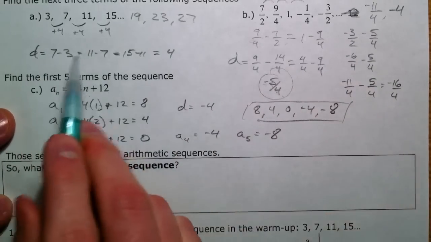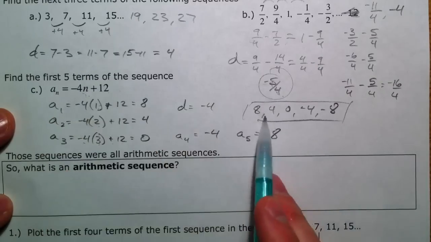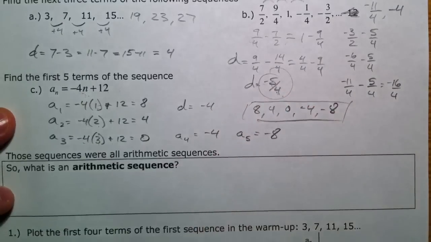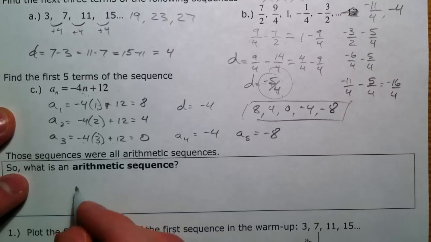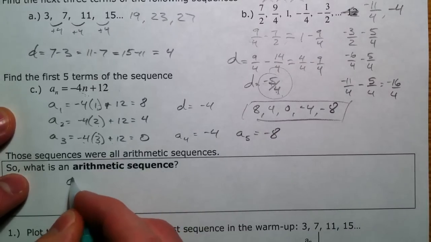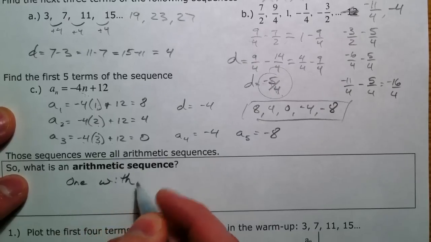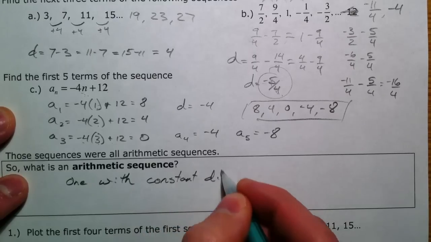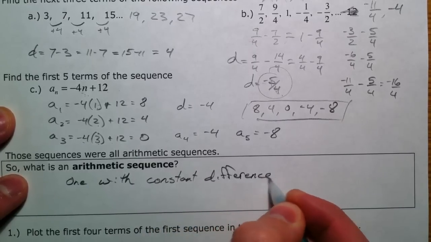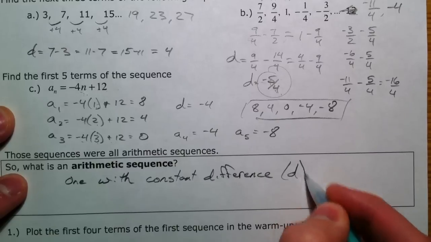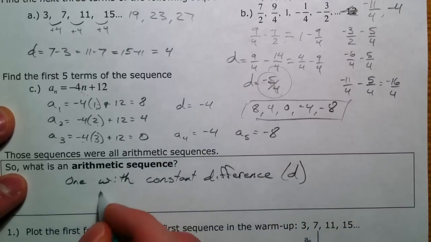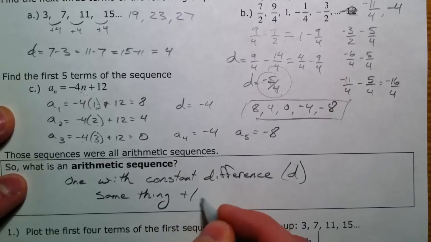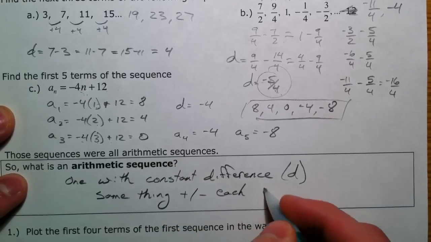All of these are arithmetic sequences. Here we added 4 each time. Here we subtracted 4 each time. And here we subtracted 5 fourths each time. And so an arithmetic sequence is one with a constant difference. And we're going to use D to represent what the constant difference is. Or in other words, the same thing added and subtracted each time.